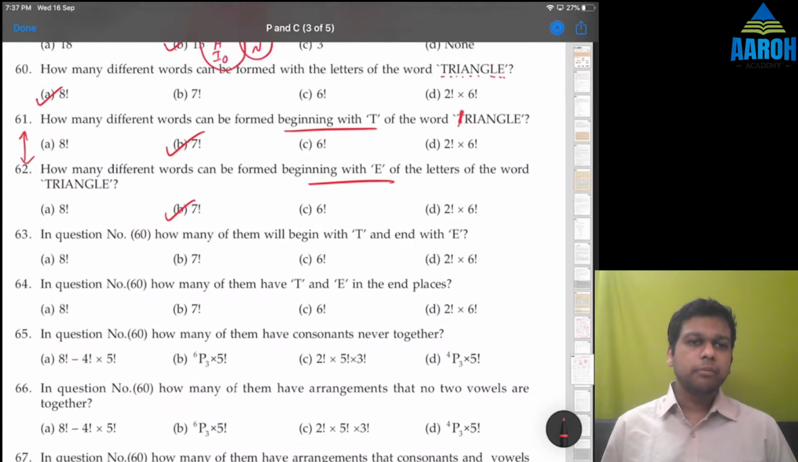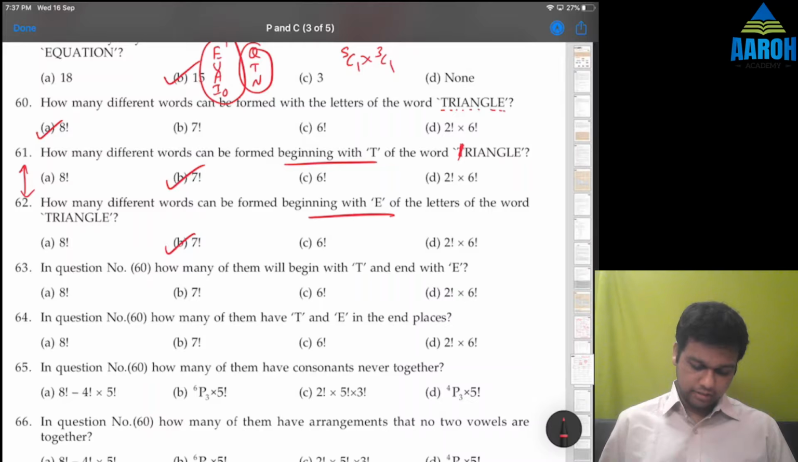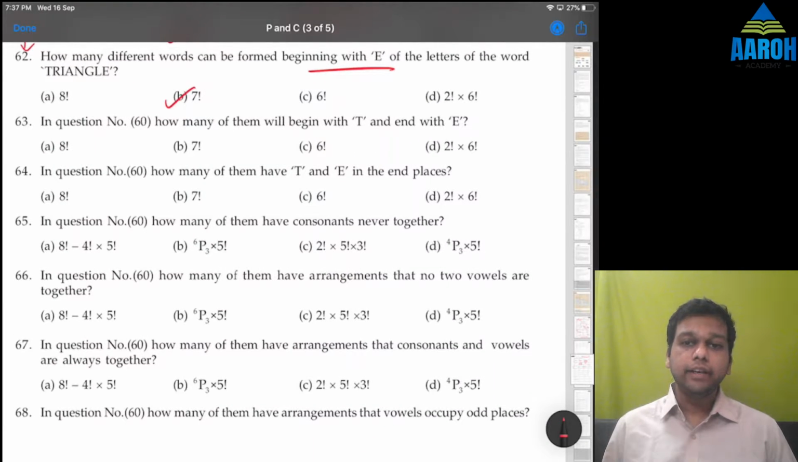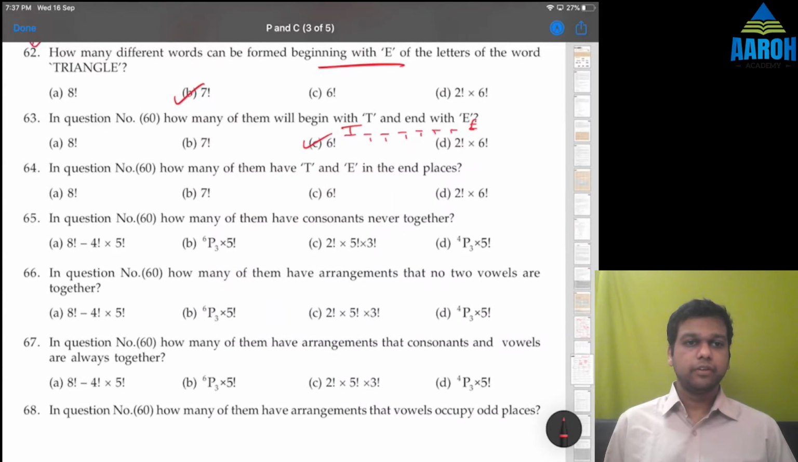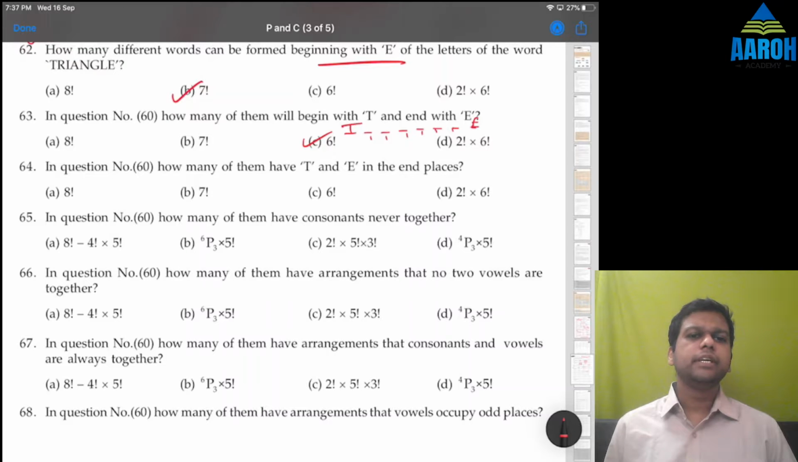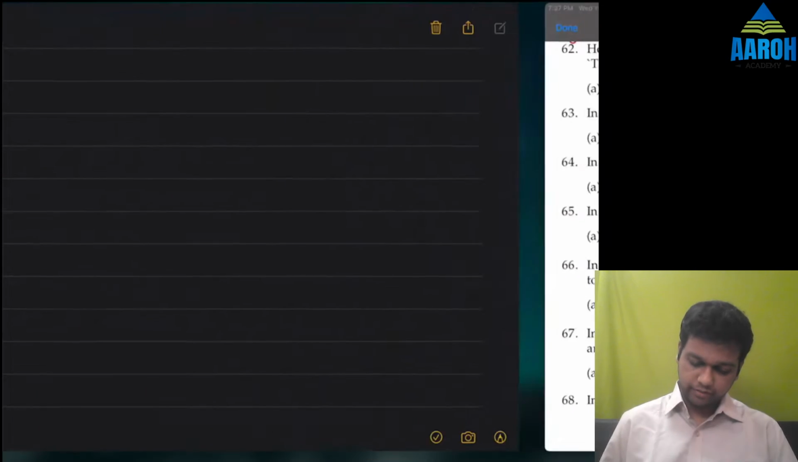63. In question number 60, that is in triangle, how many of them will begin with T and end with E? Okay. So triangle, begin with T, end with E. So the remaining letters are 1, 2, 3, 4, 5, 6. So 6 factorial is the correct answer. Okay. Then in question number 60, how many of them have T and E in the end places? Okay.